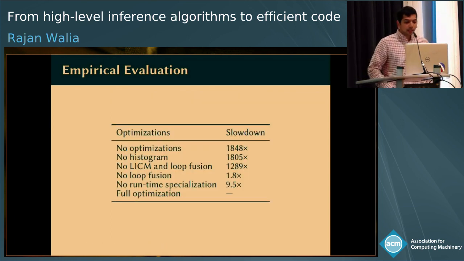And let's also look at how these optimizations help us. These optimizations, like histogram and LICM, work together to give us performance benefits. Each of them by themselves doesn't give us the performance that we need, but when they work together, they really outperform all the other optimizations.